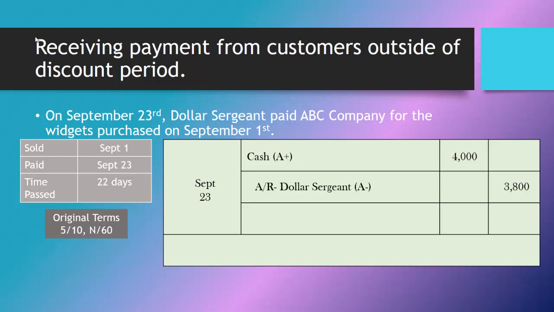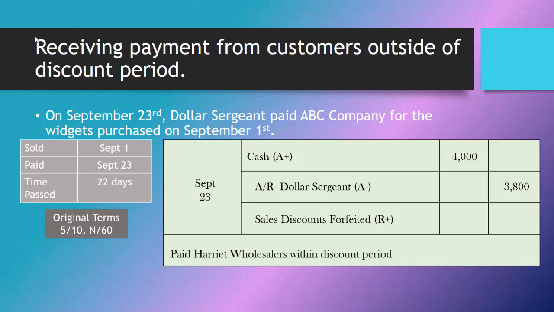Well, we can't take the receivable off the books for $4,000 because there's only $3,800 of receivable on our books from Dollar Sergeant. If we did that, it would look like they owed us negative $200. And how does someone owe you negative money? It doesn't work that way. So what we need to do is take the receivable off the books for as much as we possibly can, the full amount that we have right here, which is $3,800. And since our debits don't equal our credits, we're missing $200. We've got to do something with that.